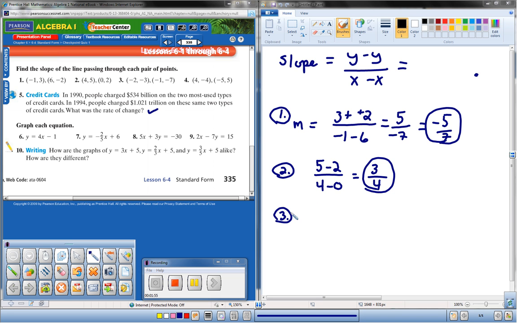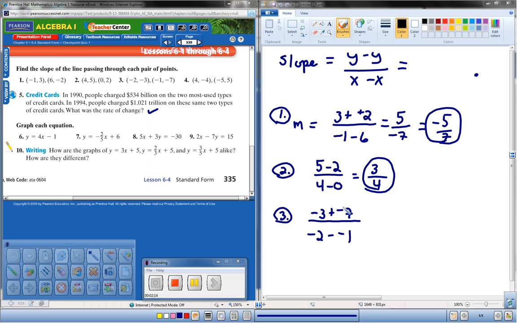Problem number 3, calculating the slope, difference in the y's. For number 3, I'm going to use negative 3 minus negative 7 as my numerator, and the denominator, negative 2 minus negative 1.